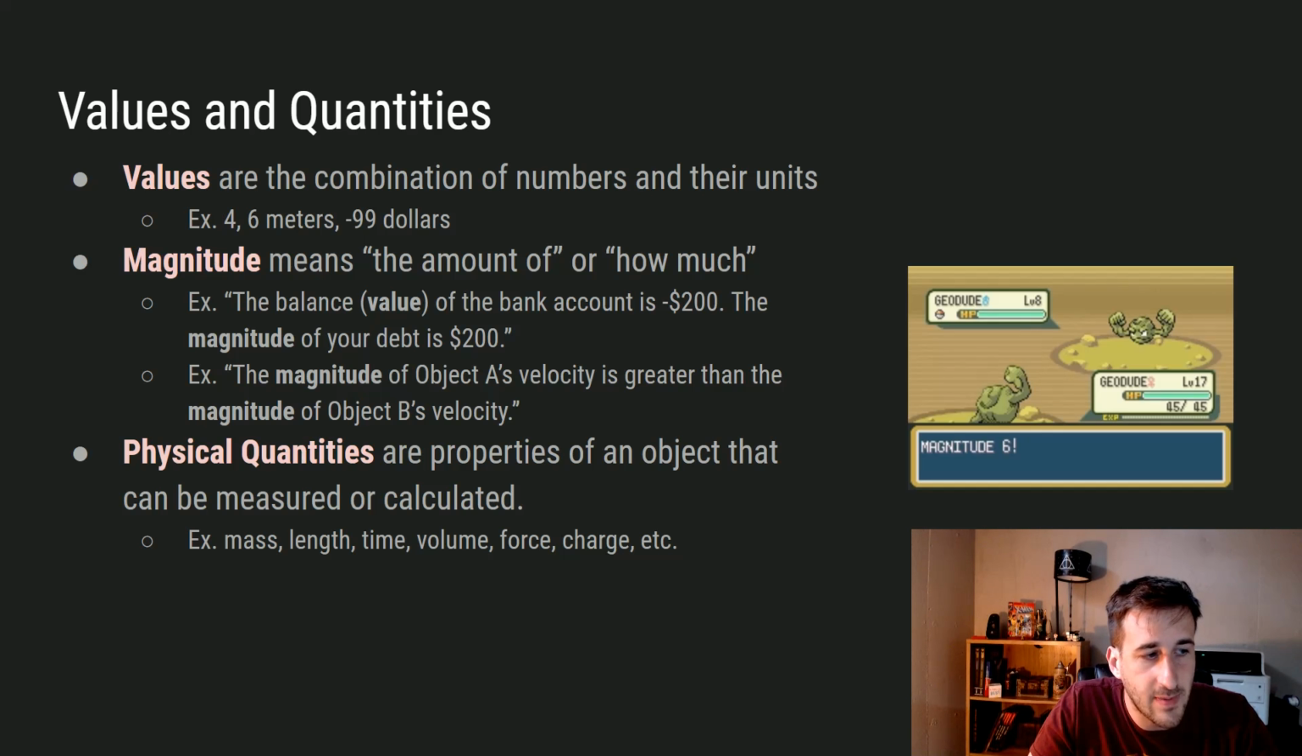Physical quantities are properties of an object that can be measured or calculated. So you have mass, length, time, volume, force, charge, etc. They might not be properties of an object, like time is not a property of an object, but these are things that we can measure and quantify and label with units and variable names and letters and all that stuff. These are the things that we focus on a lot in physics: measuring, calculating, and reporting different masses, lengths, times, volumes, forces, charges, pressures, all these things. So that's really what physics is. So you kind of have to know what those things are.